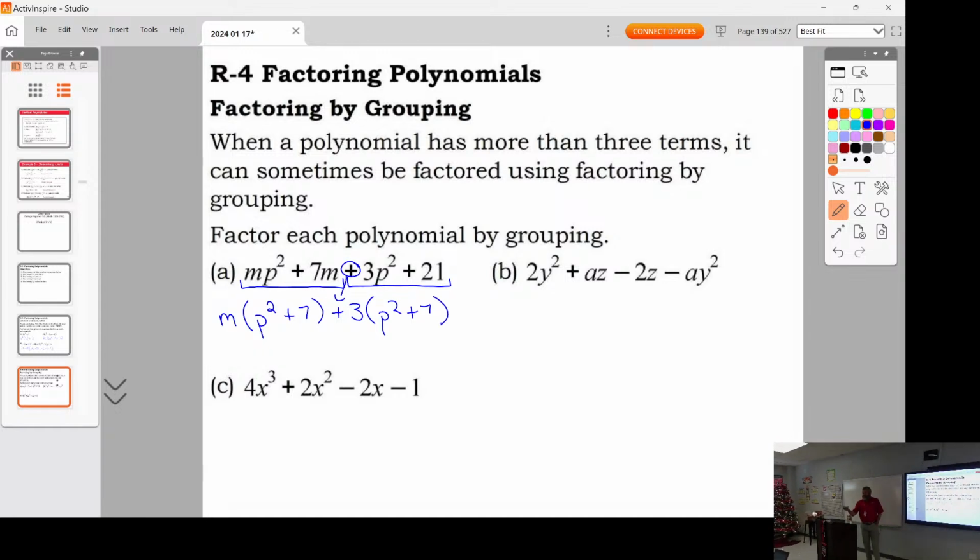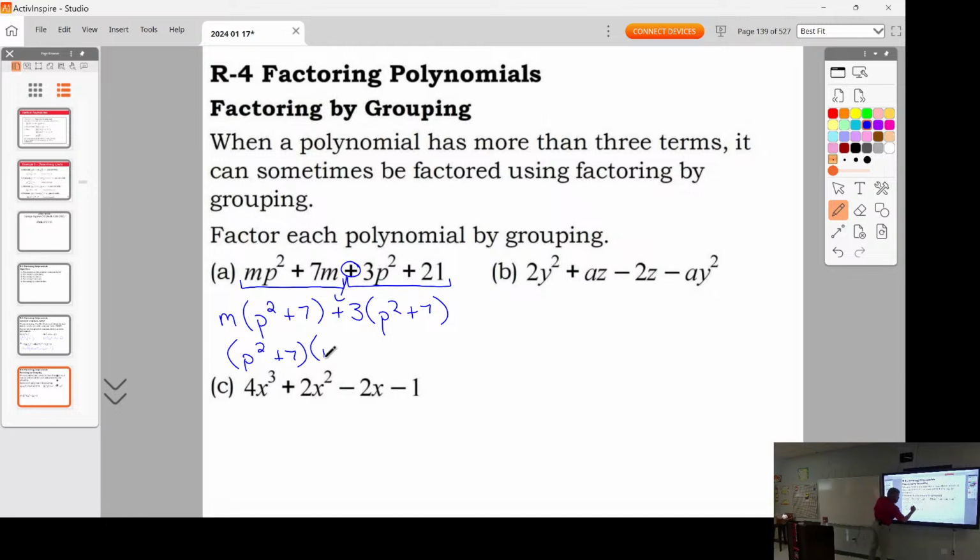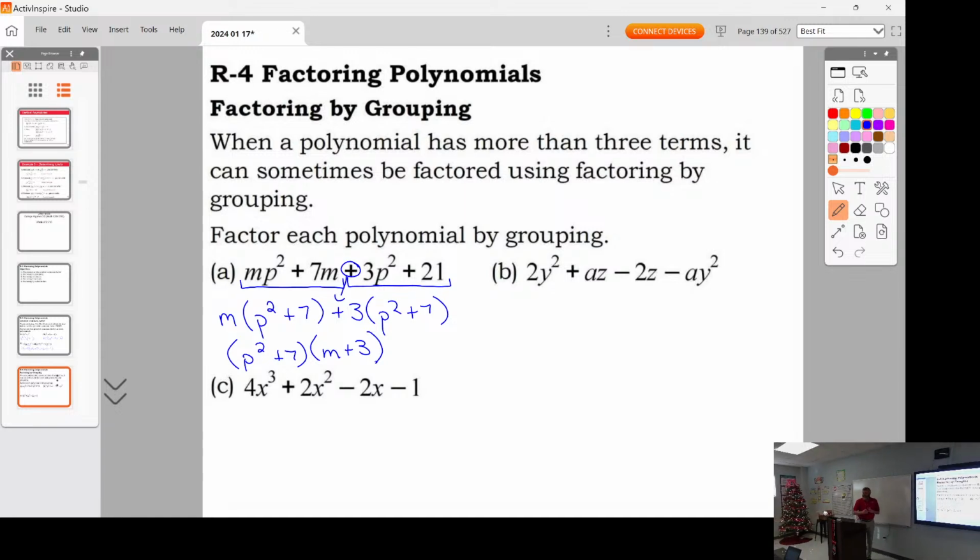No, because I now have 2 terms, and those 2 terms have something in common. All right? What do these 2 terms have in common? If I factor out a p squared plus 7, bless you, what's left? M plus 3. Am I done? Yeah. I'm done. Questions or thoughts on that one? Okay. Part B.